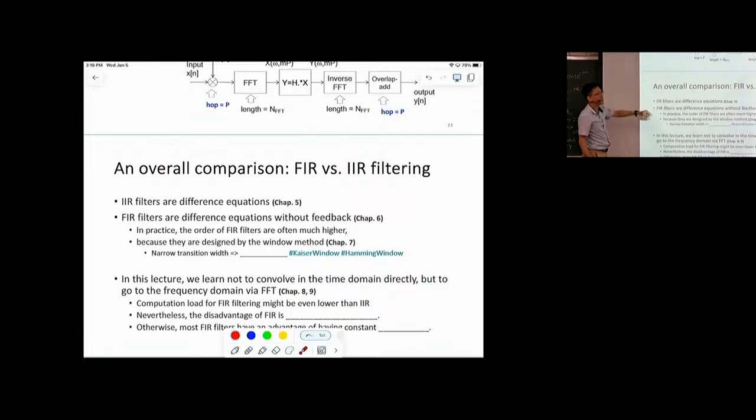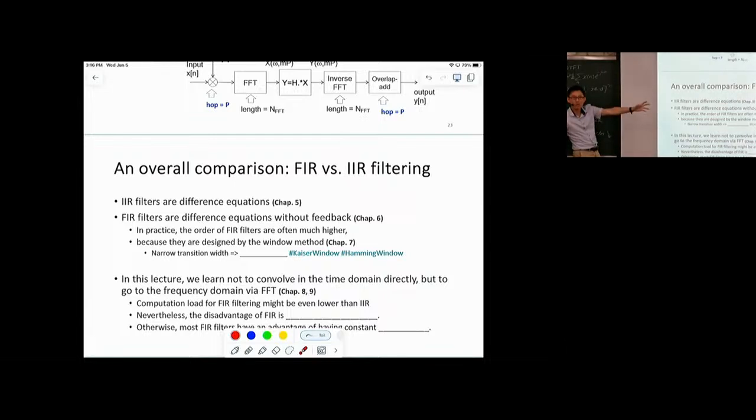IIR filters are difference equations. Nothing more, nothing less. Talk about IIR filtering, you think of a difference equation with y[n] on the left-hand side equal to a summation. And when we go to the z domain, H(z) equals B(z) divided by A(z). That's all we learned. IIR filters are difference equations. But what are FIR filters? FIR filters are also difference equations, but without feedback.